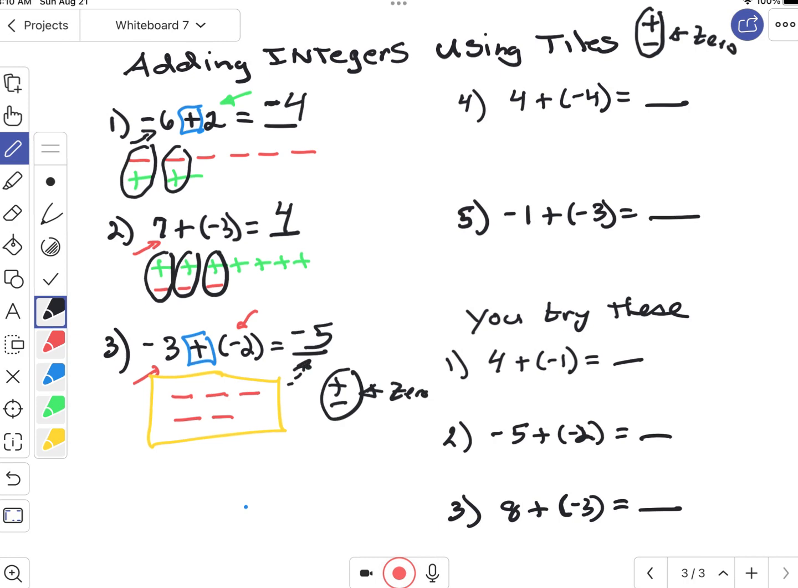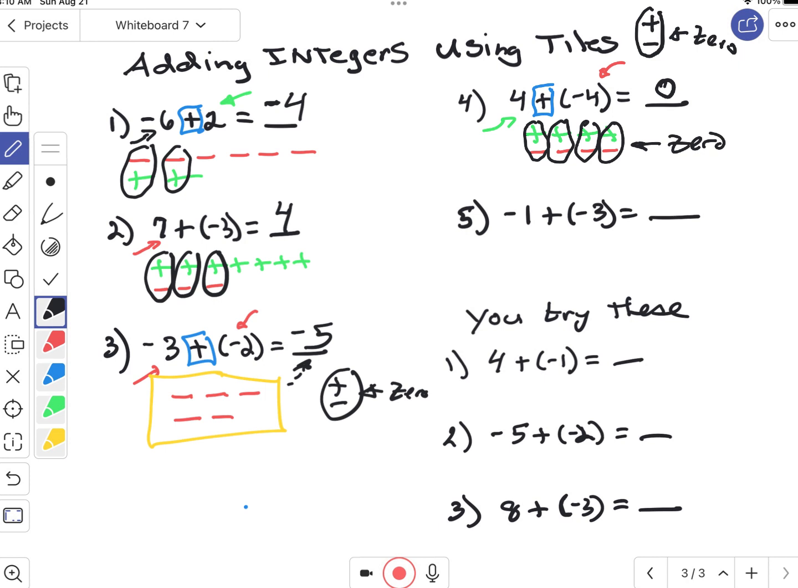Number 4, we are starting with 4 positives in our picture, and they want us to add to our picture 4 negatives. And then we collect our zeros. A positive with a negative cancels out and makes zeros. So all we have is 0. There isn't anything left over besides the 0, so our answer is 0.